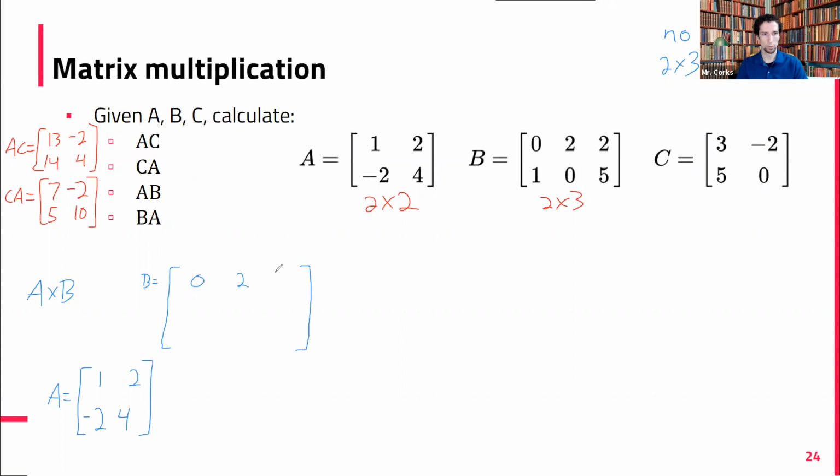0, 2, 2. No, I need more space. 0, 2, 2. 1, 0, 5. All right. Well, let's see what happens.